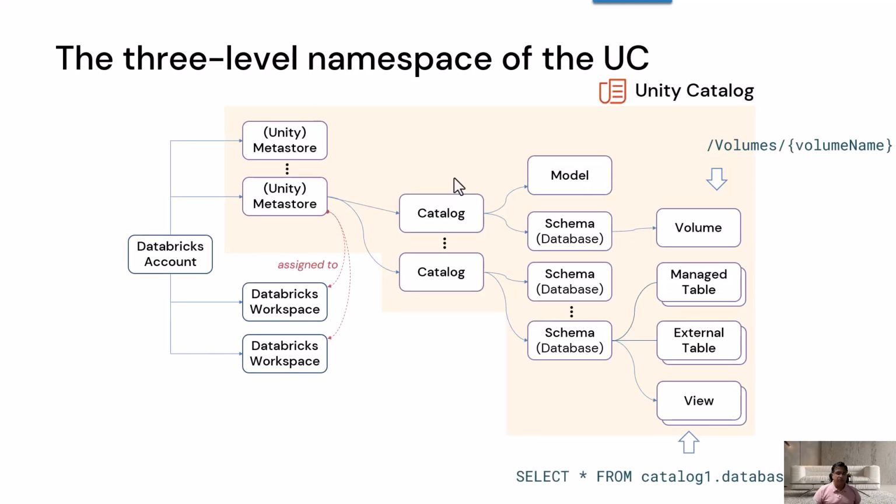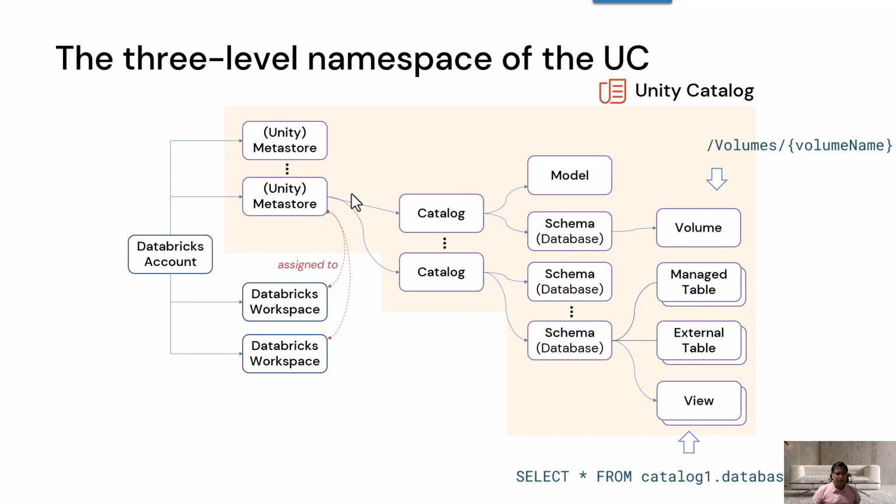The three-level namespaces of Unity catalog. So let's understand what the three-level namespaces of Unity catalog are. In Unity catalog, first we have a Databricks account. In the Databricks account, we have different metastores, and these metastores are assigned to a particular workspace, right? And so it is a three-level namespace.